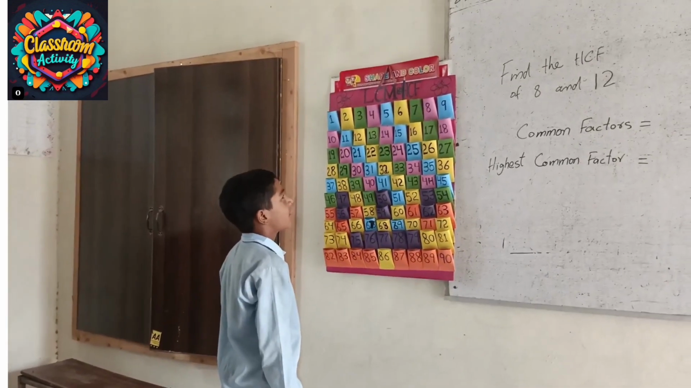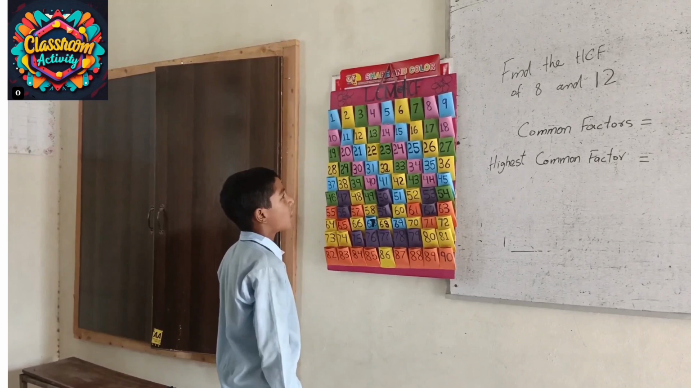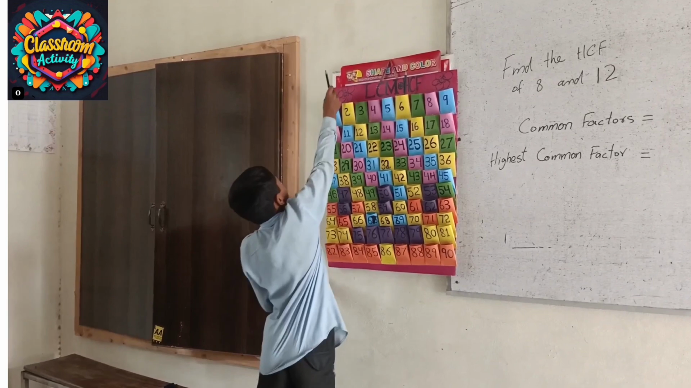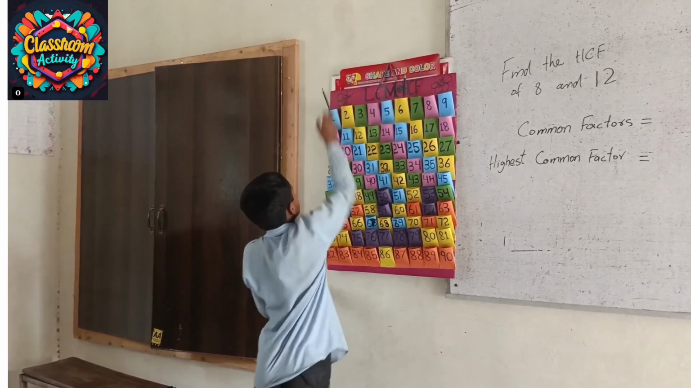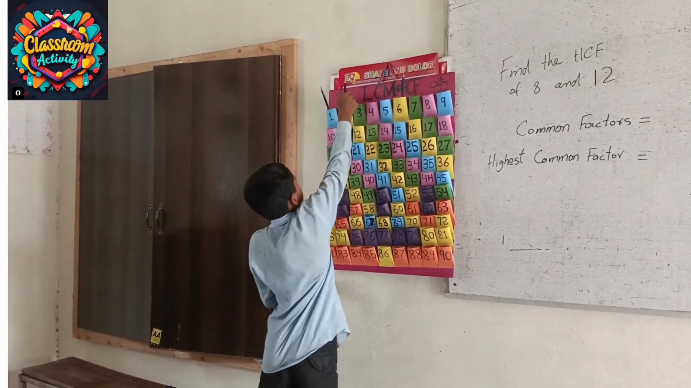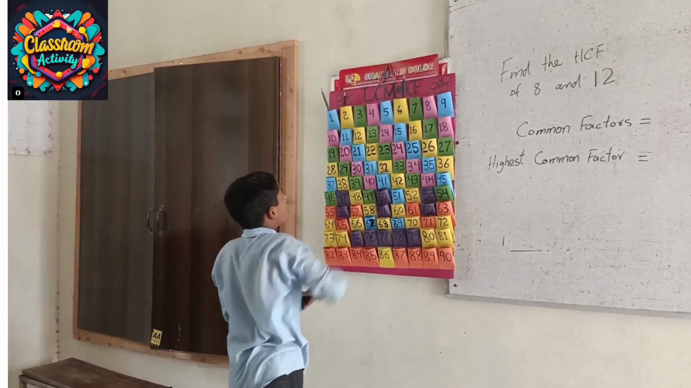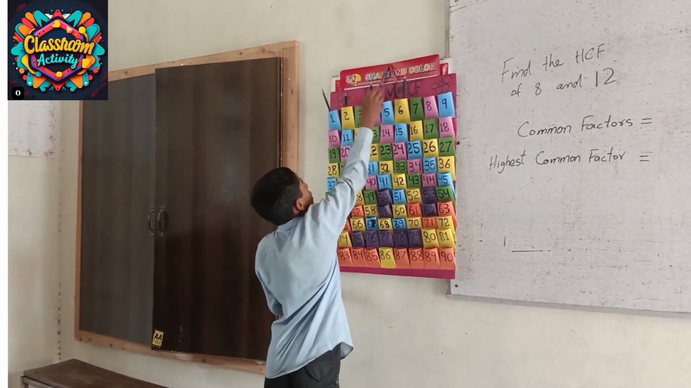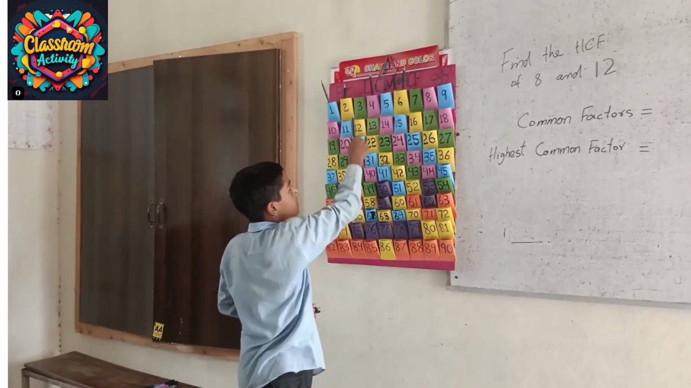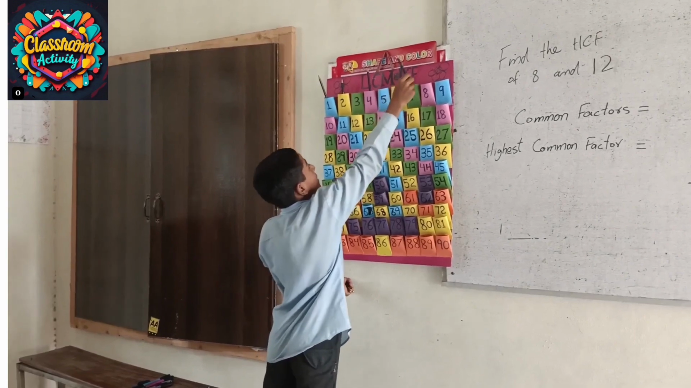We will find the HCF of 8 and 12. Firstly, we find the factors of 8. 1 is a factor of 8. 2 is a factor of 8. 4 is a factor of 8. 8 is a factor of 8.